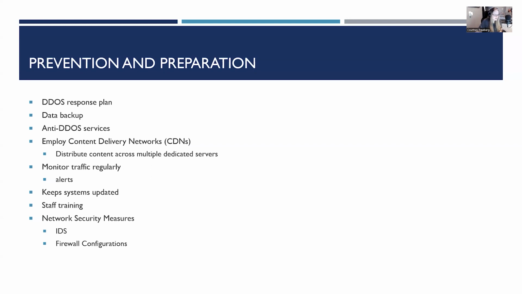Keeping the systems updated is also a good one because it prevents vulnerabilities that have been found and are known. And also staff training is another one. So they should have a response plan. They should know how to respond, how to report it, and how to prevent it in the future. So there are some network security measures as well, such as an IDS, which is a detective system that would raise alerts, but also firewall configurations.